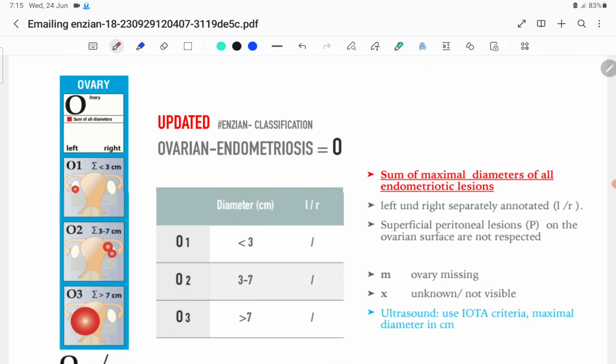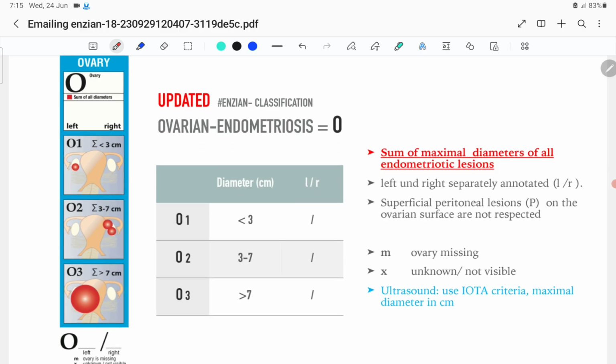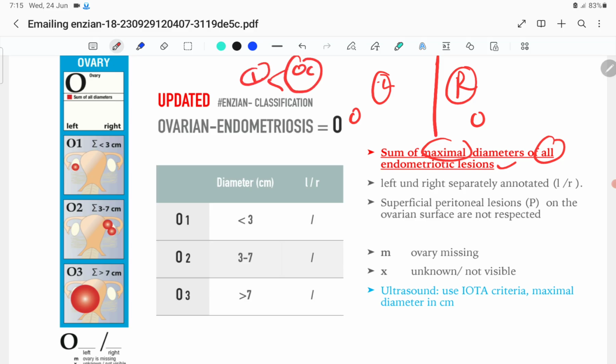Next is O. I told you, ovarian endometriosis. Whenever there is a two-sided structure, you have to write left and right. So this is a bilateral structure, so O0, O1 for the right ovary, O2 for the left. Again, here it is the sum of the maximum diameters of one side, all endometriotic lesions like endometrioma. If there are two endometriomas in a single ovary, one is 2 centimeters, one is 3 centimeters, then the sum of one side's diameters is 5 centimeters. So that 5 centimeters is included in O2.